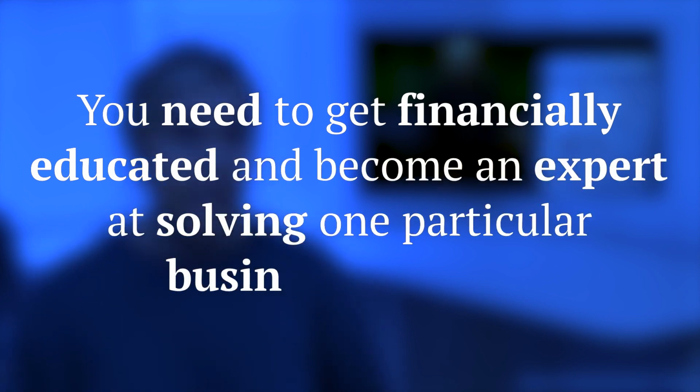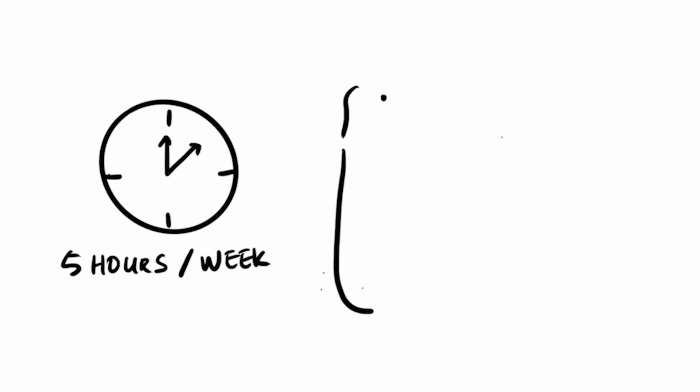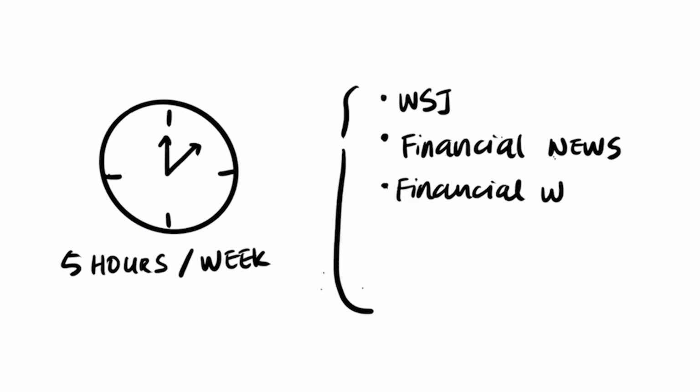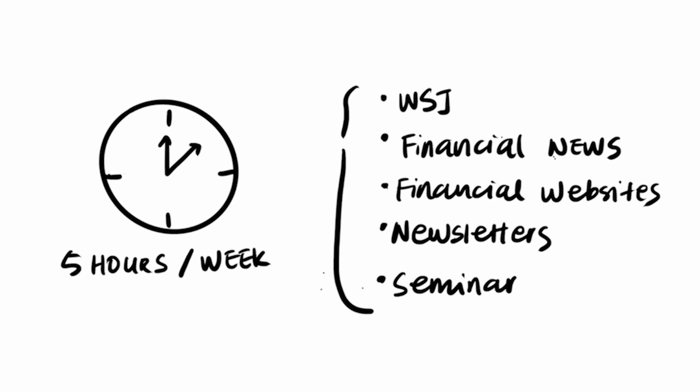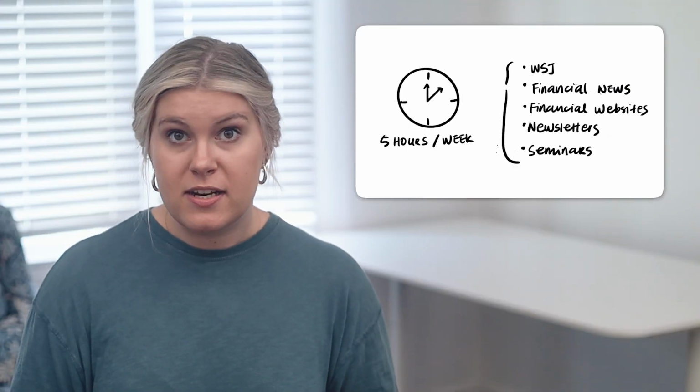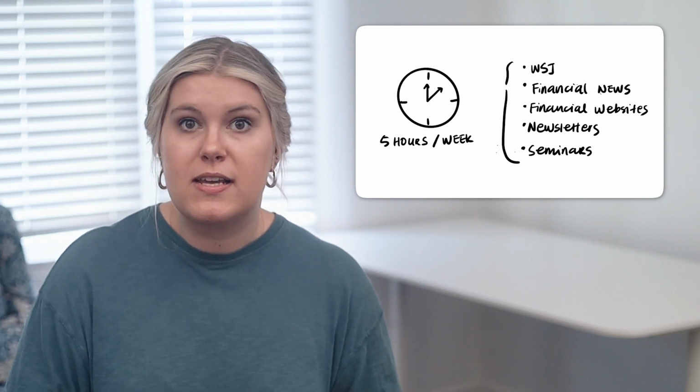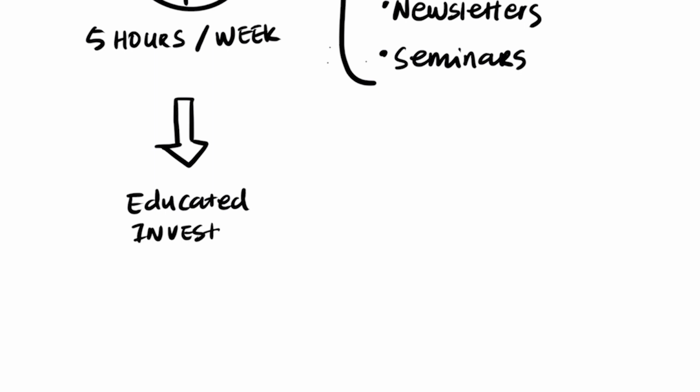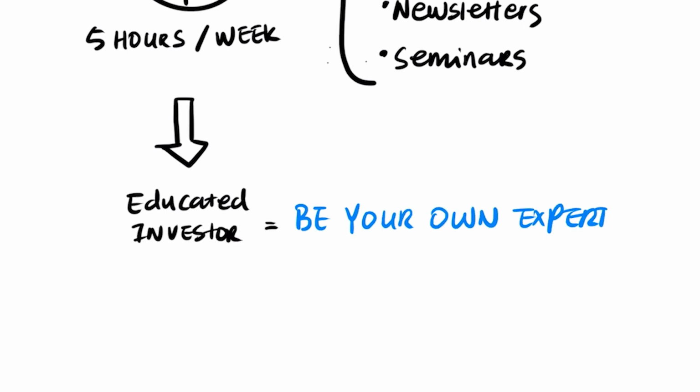Kiyosaki writes that you need to get financially educated and become an expert at solving one particular business problem. Put aside 5 hours a week to read the Wall Street Journal, listen to the financial news, read financial websites, magazines, and newsletters, or attend seminars on investment and financial education. Financially uneducated investors look to experts to tell them what to invest in, whereas educated investors become experts at solving a particular type of problem.